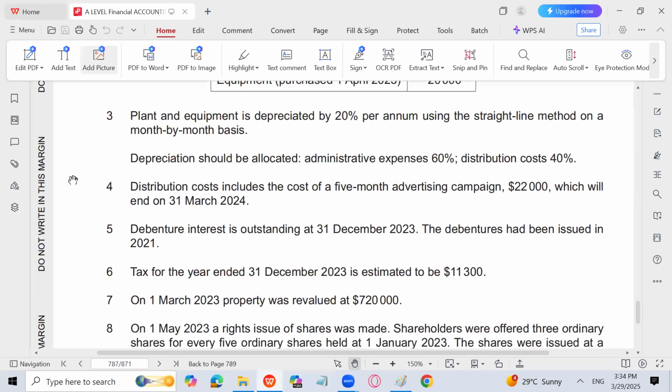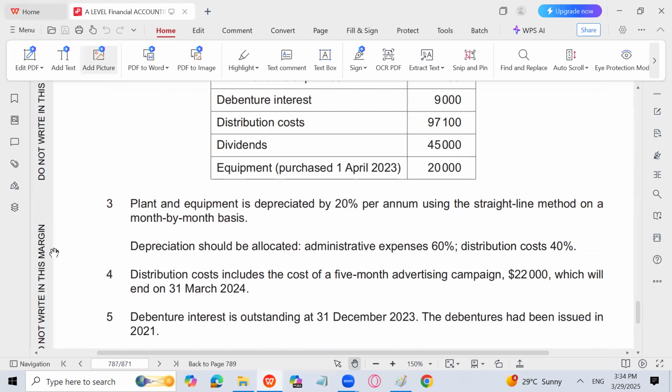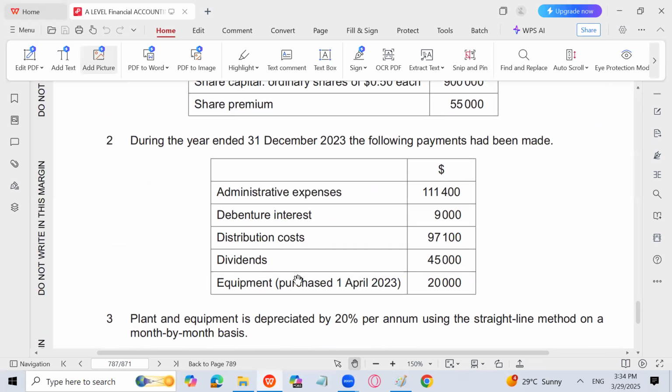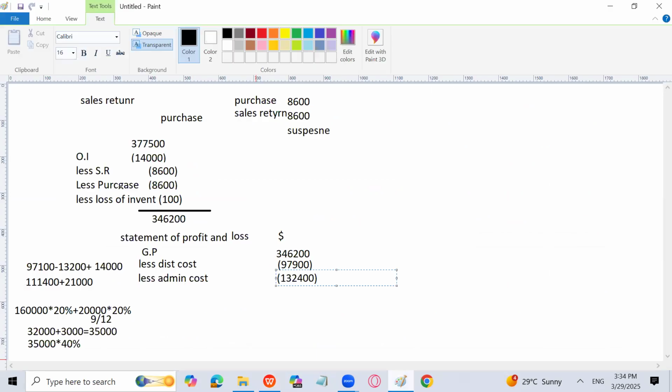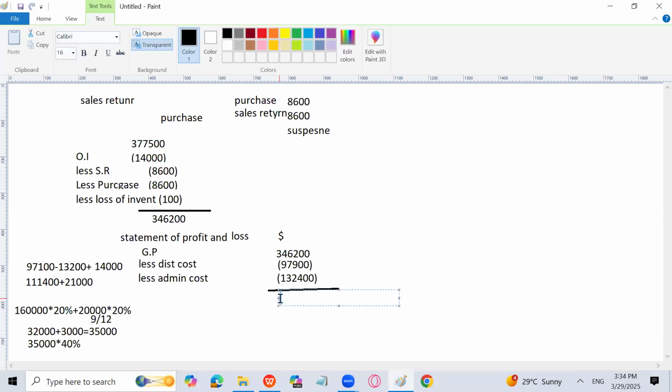There is no other expense regarding the admin expenses. You can see the part of the question. There is no expense which is related with the admin expenses. So we'll subtract that and we'll get the profit from operation. That will come after subtracting these two expenses. That will come 115,900. And this is basically known as profit from operation.